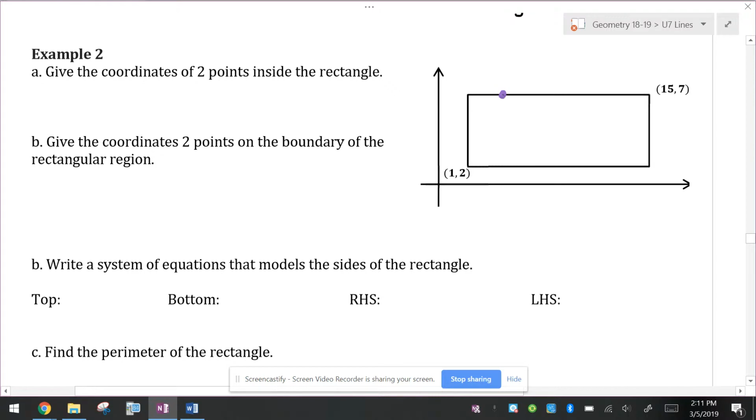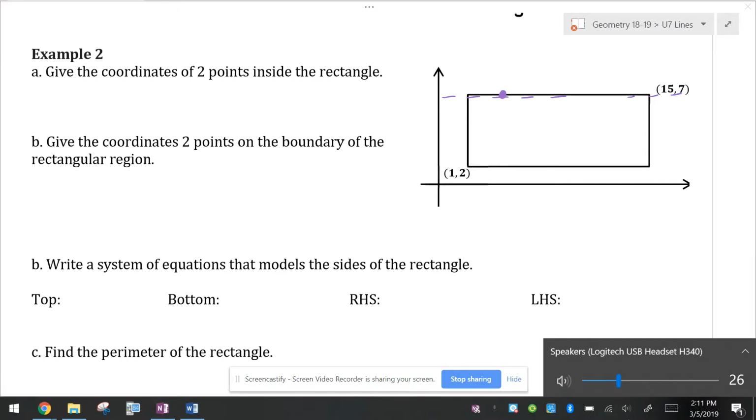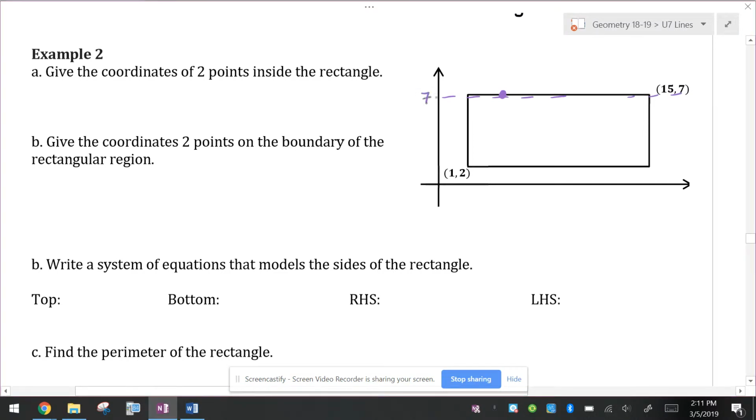So like if I wanted to pick this point right here, this is along this top line, which is a horizontal line going through 7. Does that make sense? So this would be, I don't know, like (3, 7). And then if I pick this point right here, this is along the line where x equals 1. And then y would be somewhere between 2 and 7. So I'm going to go with 5 again. And that might be 2 points on the boundary.